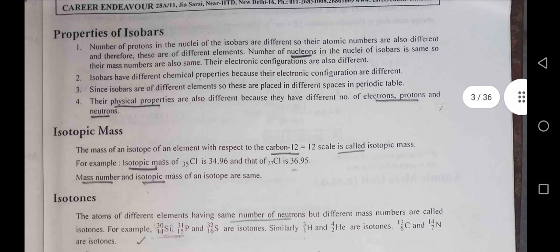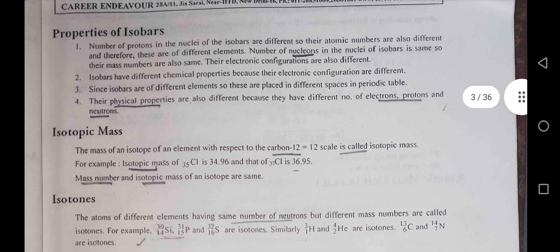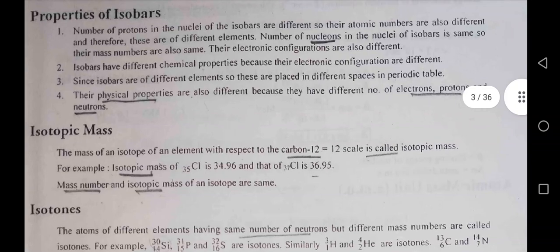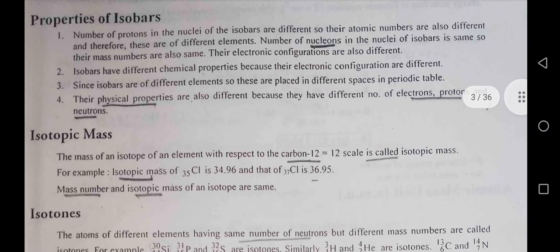Properties of isobars. The number of protons in the nuclei of isobars is different, so their atomic numbers are also different, and therefore these are of different elements. The number of nucleons in the nuclei of isobars is the same, so their mass numbers are also the same. Their electronic configurations are different. Isobars have different chemical properties because their electronic configurations are different. Since isobars are of different elements, they are placed in different places in the periodic table. Their physical properties are also different because they have different numbers of electrons, protons and neutrons.